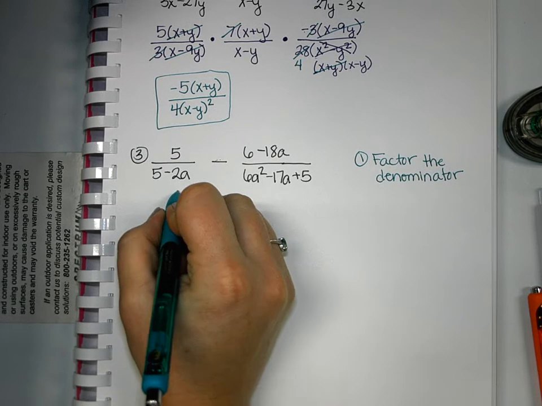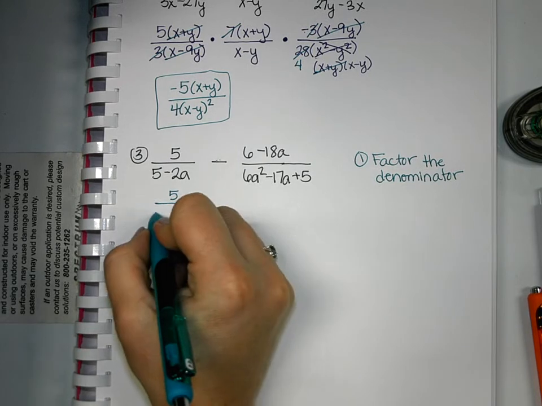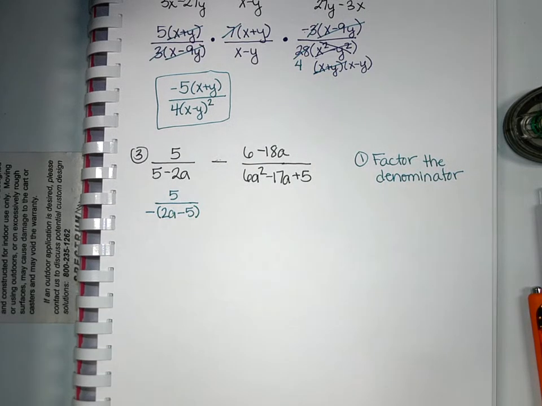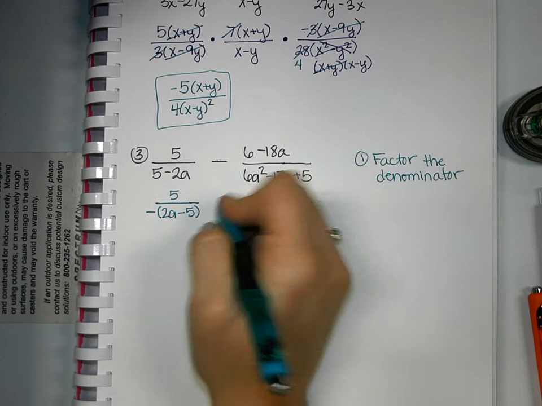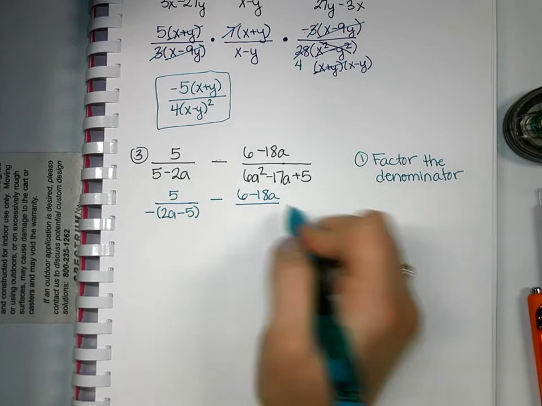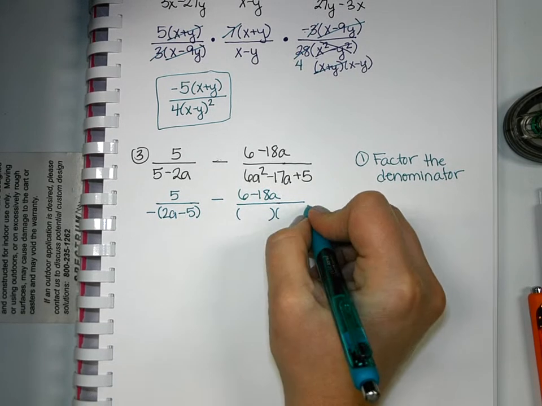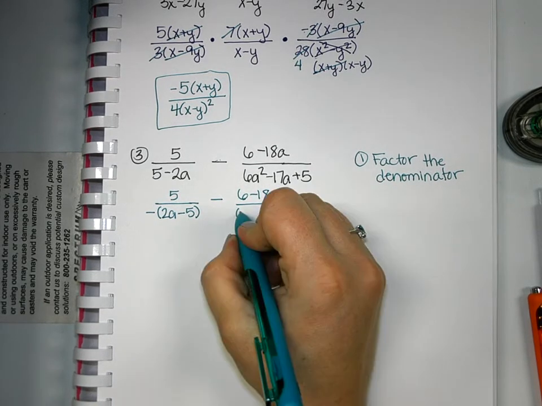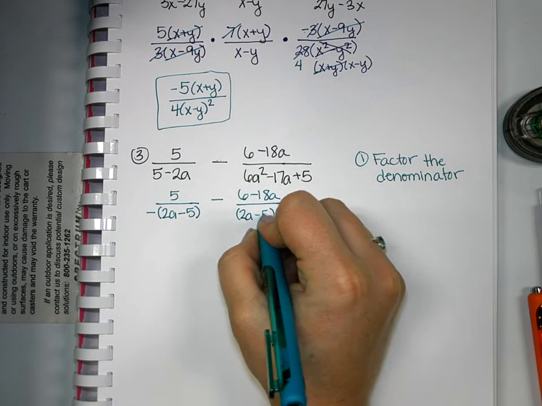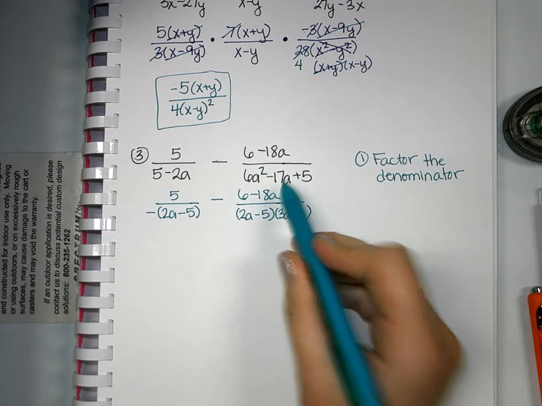So let's see, on this first one, I don't really see anything I can factor. I could move it around by factoring out a negative, but that's really the only kind of factoring we can do. On the second one, again, I'm not going to worry about factoring my numerator. I'm just going to leave it as 6 minus 18a. I'm going to set up my 2 parentheses, and when I factor, I'll get 2a and 3a minus 5 minus 1. Negative 2 on the outer, negative 15 on the inner gives me my negative 17.